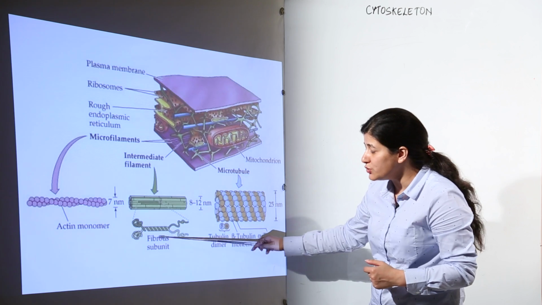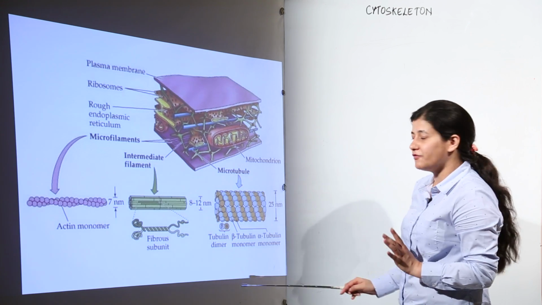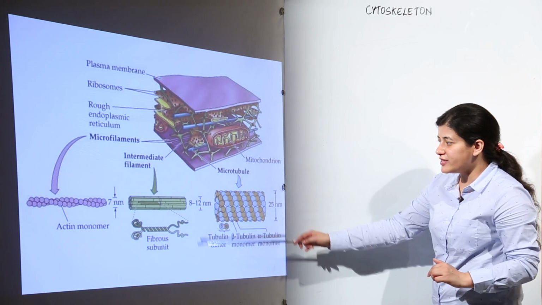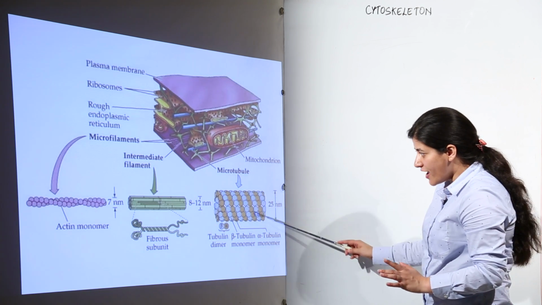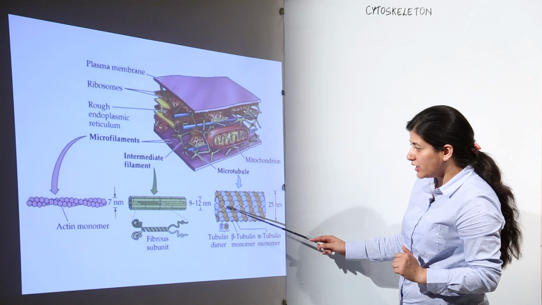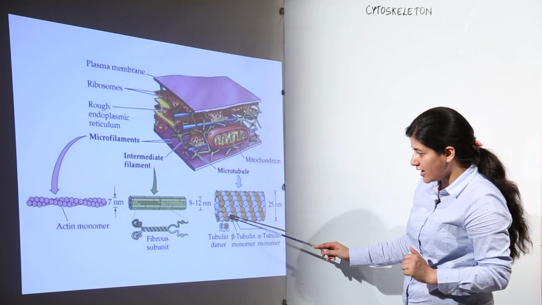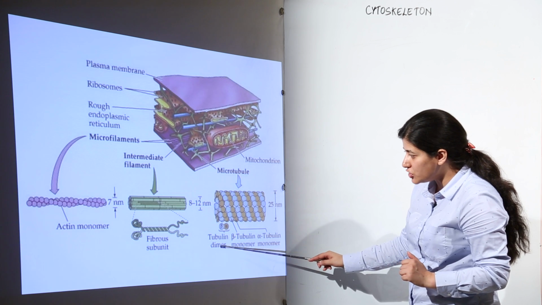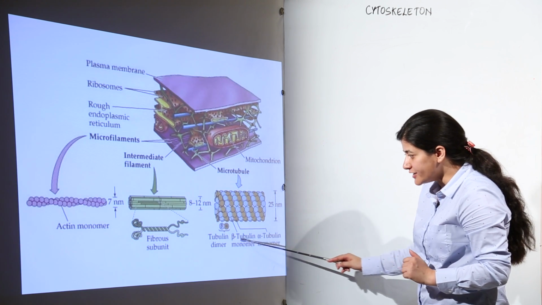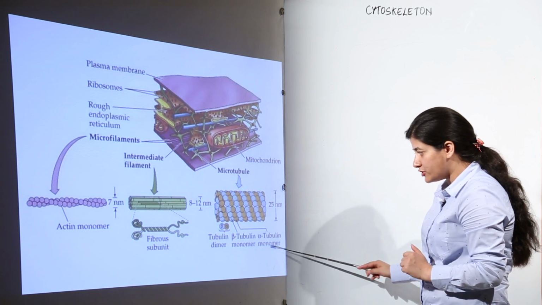There is a fibrous unit which is being formed, and the intermediate filament is the result of this polymerization. Then the last one is the microtubule, and as you can see over here, these two are heteropolymers. Here you see the monomers are of different colors. So we have a tubulin dimer, beta tubulin monomer and alpha tubulin monomer.